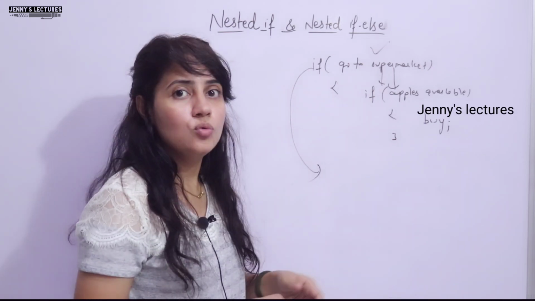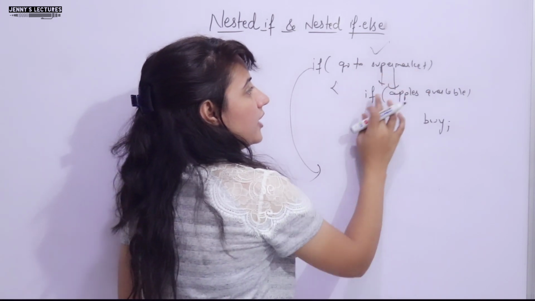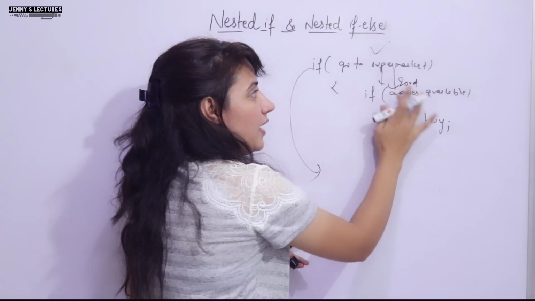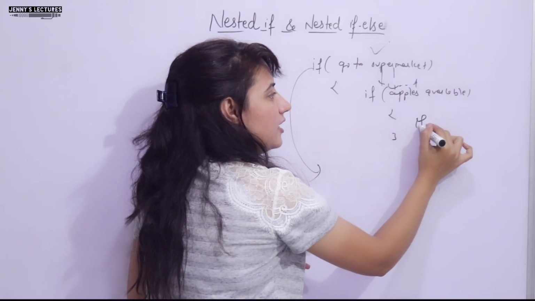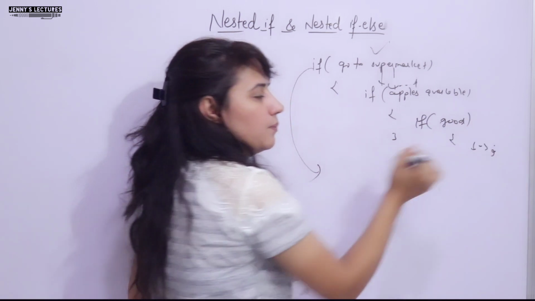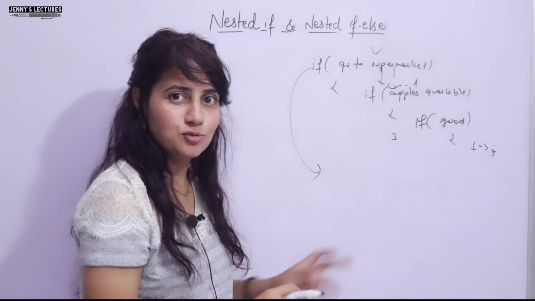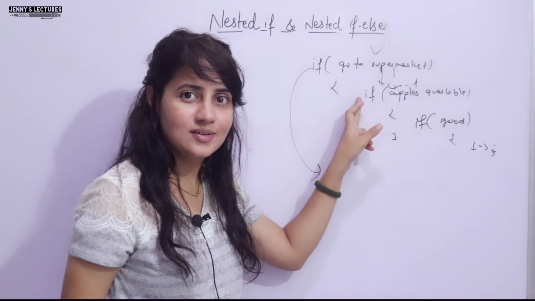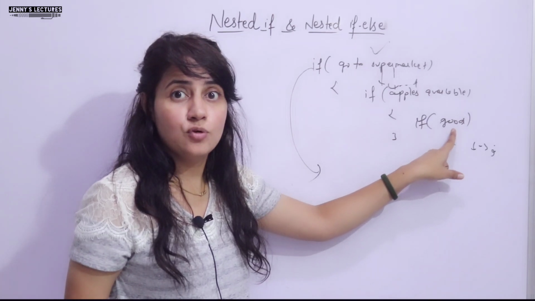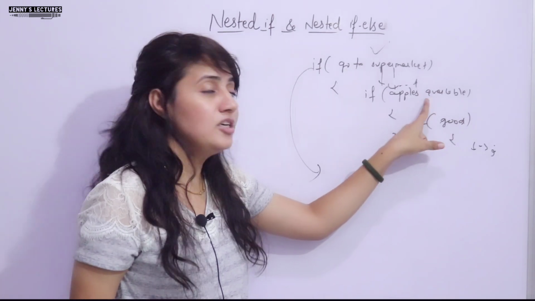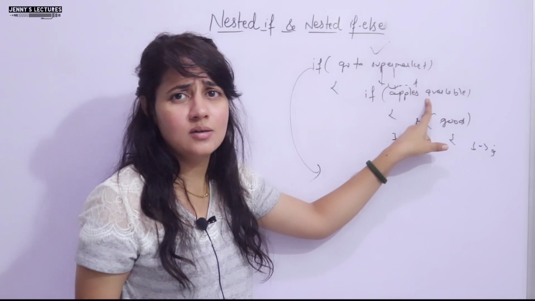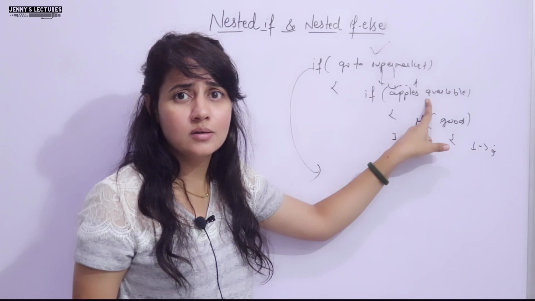One more nesting you can do, like if go to supermarket, if apples are available, then we'll check if the quality is good, then only buy. So this is also nesting of if. This if condition is if good apples are available. For this condition to be true, the outer if condition must be true. If apples are not available in the supermarket, then how can you check whether the quality of the apples is good or bad?